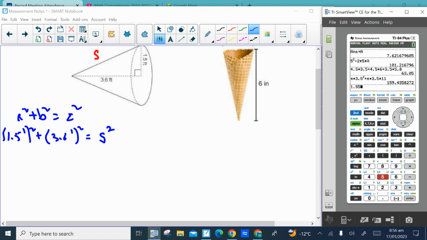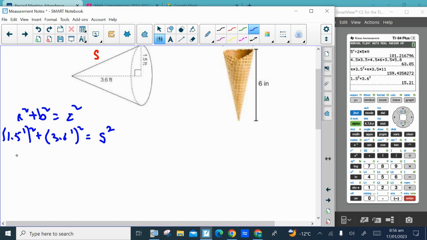So 1.5 squared plus 3.6 squared will give us 15.21 on the left side, and that'll be square feet. That's what s squared equals. To get s, we get rid of the square by doing the opposite of square rooting.